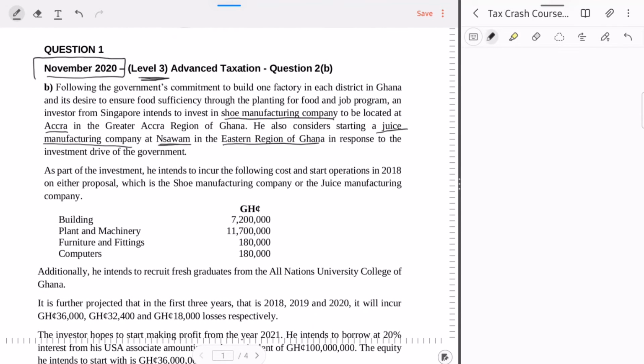As part of the investment, he intends to incur the following costs and start operations in 2018 on either of the proposals, which is the shoe manufacturing company or the juice manufacturing company. So these are the costs you incur. Building 7.2 million, plant and machinery 11.7 million, furniture and fittings 180,000 cedis, computers 180,000 cedis.